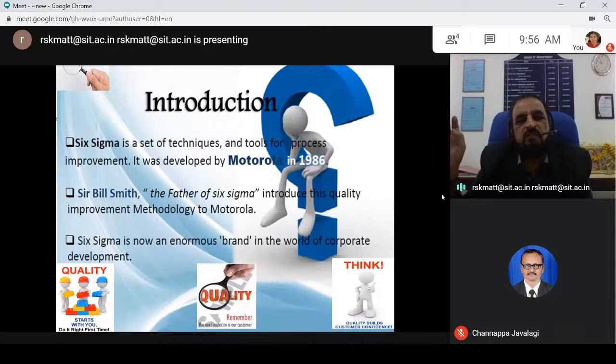Six Sigma is a set of techniques and tools for process improvement, and it was developed by Motorola in 1986. That is when I completed my engineering. Bill Smith, called the father of Six Sigma, introduced this quality improvement methodology at Motorola, USA. Six Sigma is now an enormous brand in the world of corporate development.